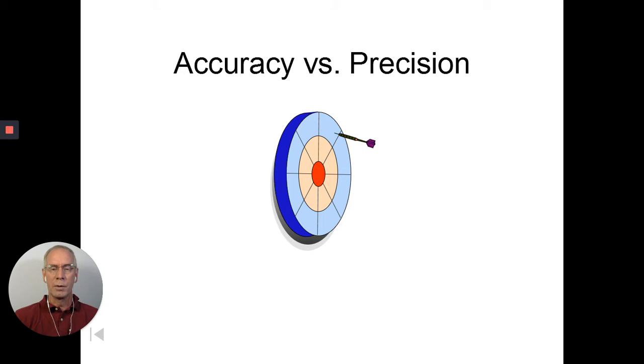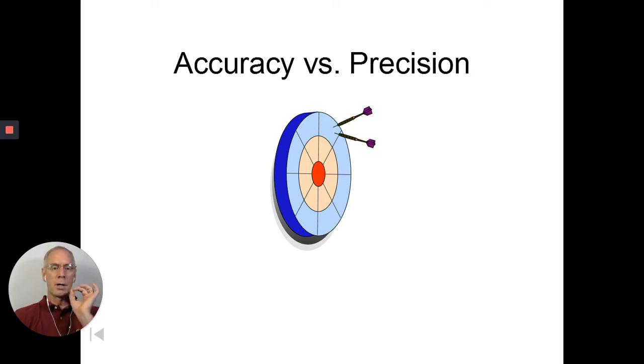Precision has to do with the repeatability of a measurement, meaning over and over again you get the same value. That's what precision means. I throw another dart. Boom, I hit up here. I'm still not accurate, but I am precise, aren't I? Because both of those came very close.